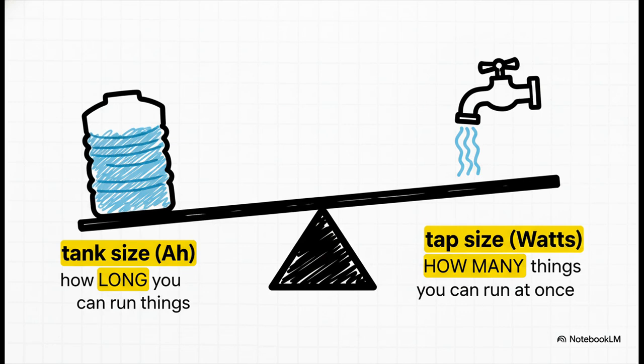And this, right here, is the key takeaway. If you remember one thing, let it be this. Understanding any power system is just about balancing two things, your tank size and your tap size. The tank size, that's your battery's amp hours, tells you how long you can run your stuff. And the tap size, your inverter's watts, tells you how much stuff you can run all at once.